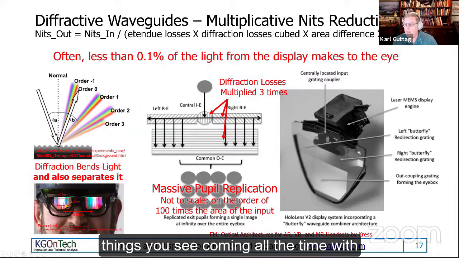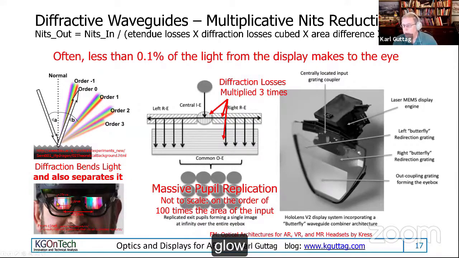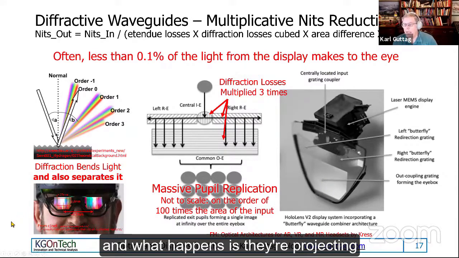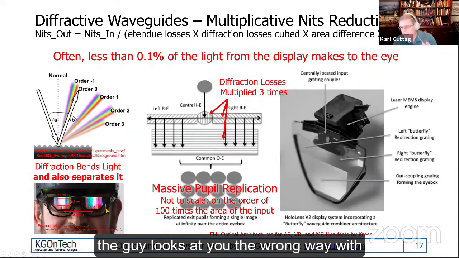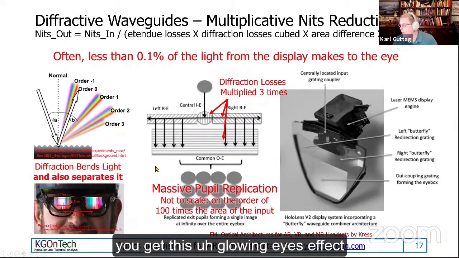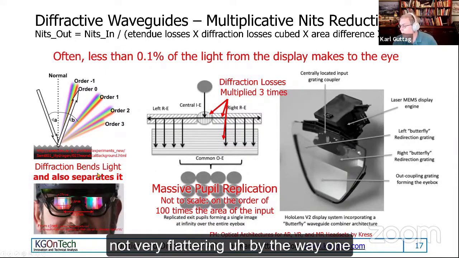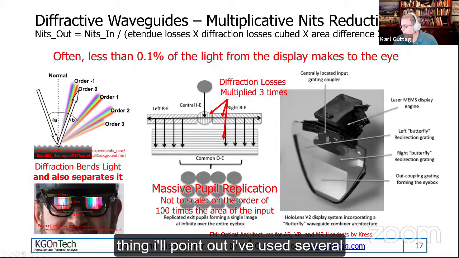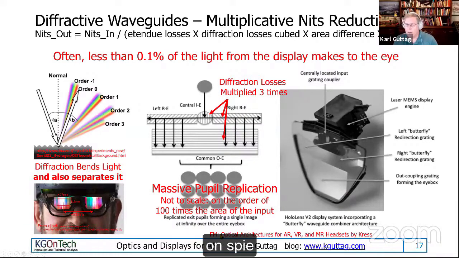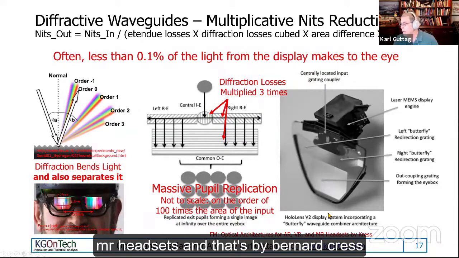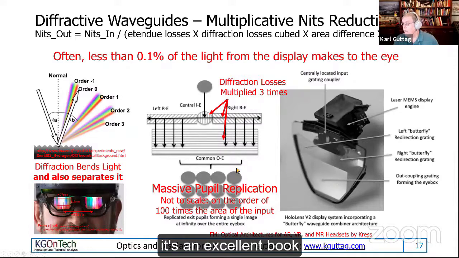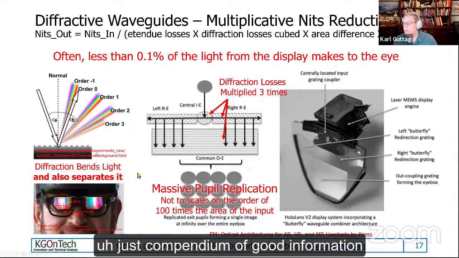One of the biggest things you see all the time with these is called waveguide glow. What happens is they're projecting half of the light. As much light comes out at you as goes towards your eye. That's why when the wearer looks at you the wrong way with these, you get this glowing eyes effect. Not very flattering. By the way, one thing I'll point out, I've used several images here from a book by Bernard Kress. He's written an excellent book available on SPIE, Optical Architectures for AR, VR, MR Headsets. It's an excellent book, just a compendium of good information.